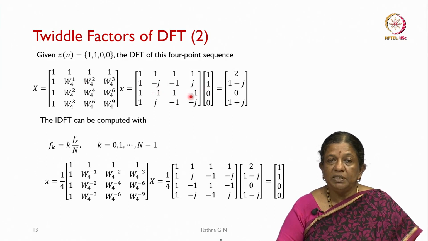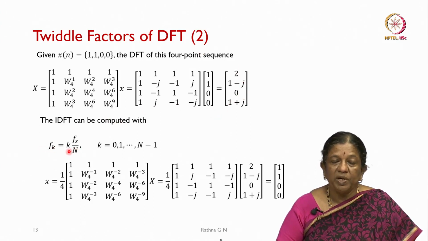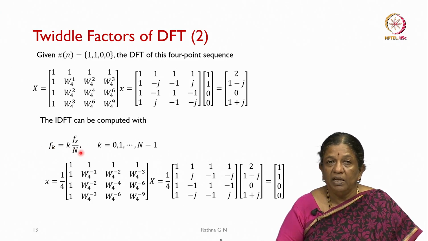So, here also you will be seeing how we will enter the values, and we have been given x of n as this value. So, this is our coefficient matrix and these are our x of n. When we do the matrix multiplication, the DFT of the sequence is nothing but 2, 1 minus j, 0 and 1 plus j. So, to see whether our DFT is correct or not, we will take the IDFT. So, we assume that F k is equal to k into Fs by n, k varying between 0 to n minus 1.